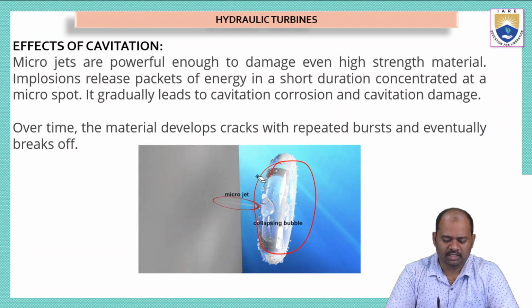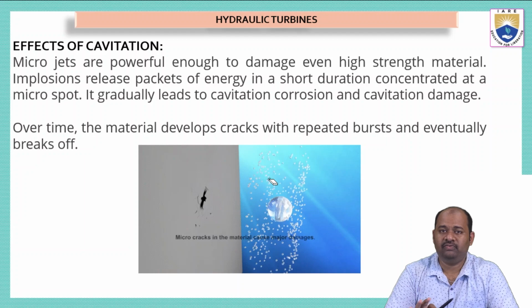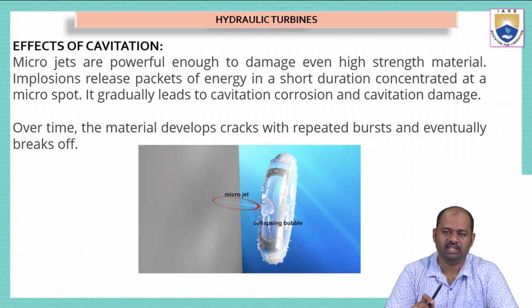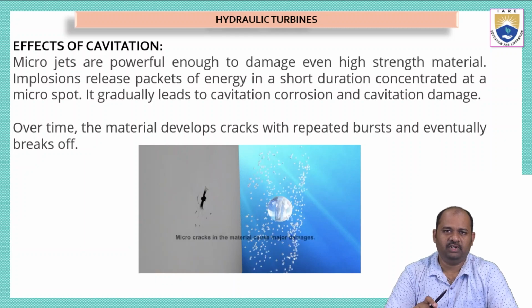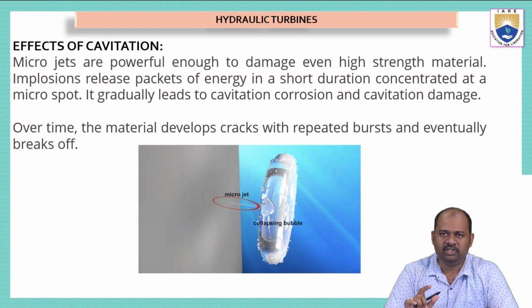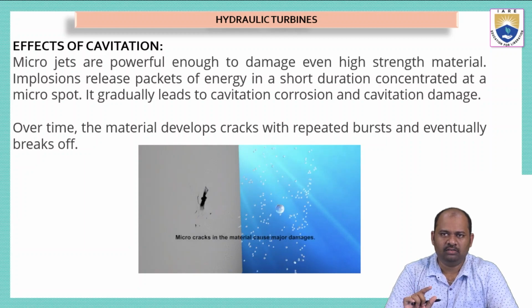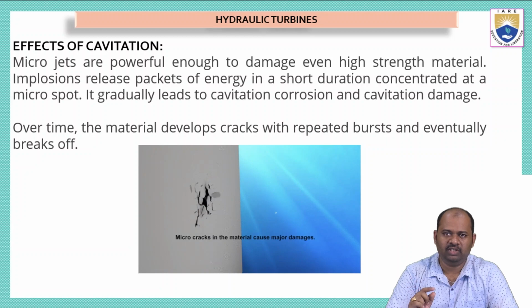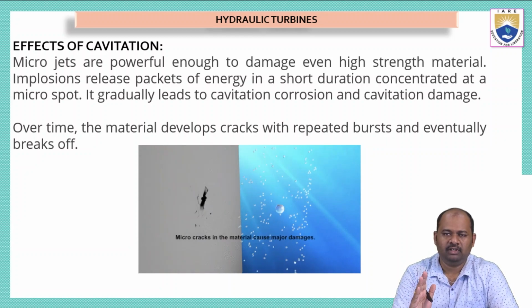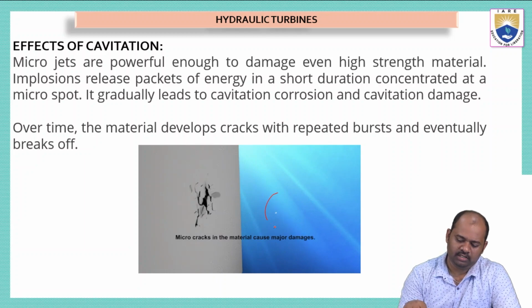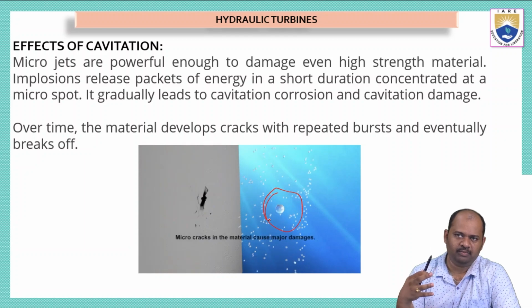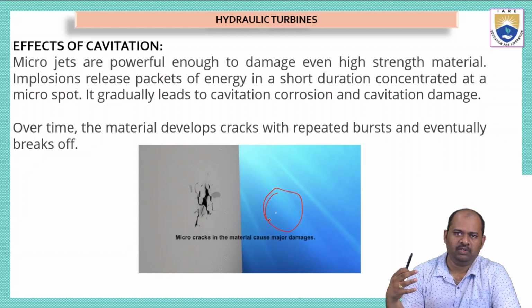So we can understand from this picture, microjets are powerful enough to damage even high strength material. This is the basic thing we have to infer from this figure or from this concept. Even though the jets are very small, what is a jet? This microjet is being emitted from the collapsing of the bubble. See here, this bubble being collapsed here. So the water bubble is collapsed and it creates a microjet.